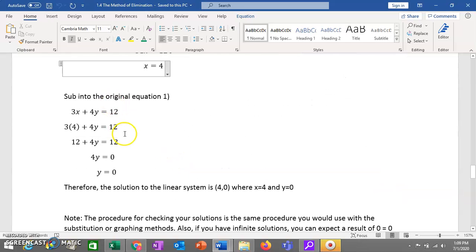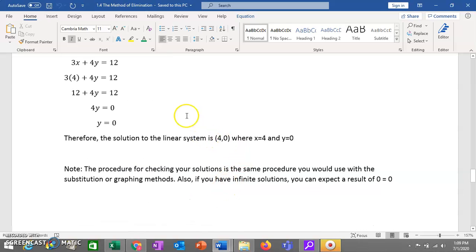So what you do then is you put x equals 4 into the original equation. That's what I've done here. 3 times 4 is 12. We bring the 12 over to the other side. You get 4y equals 0. So y equals 0. Okay, so then we have our x, we have our y. So our solution to the system is 4, 0, or x equals 4 and y equals 0.